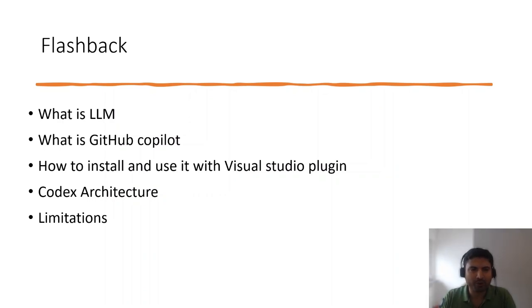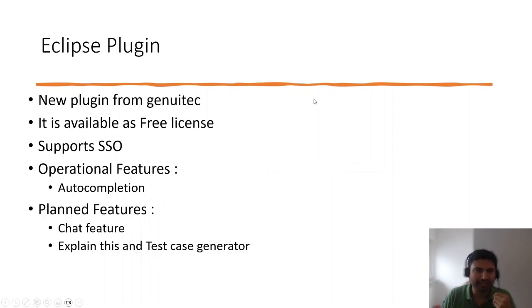We also saw the architecture behind GitHub Copilot, which is a Codex architecture, just to understand how the technology works behind the scenes. And most important, the limitations of the Visual Studio plugin and GitHub Copilot for SAP ABAP itself. So if you remember, before we were working on the Visual Studio plugin; as I mentioned, today we're going to see how it works with respect to Eclipse.